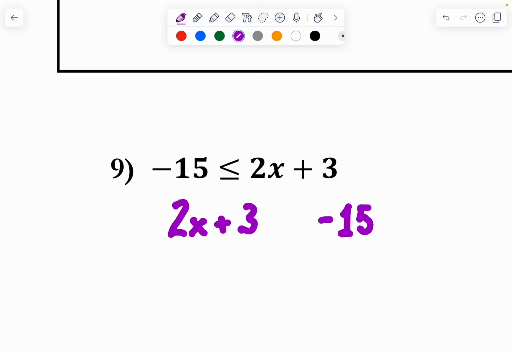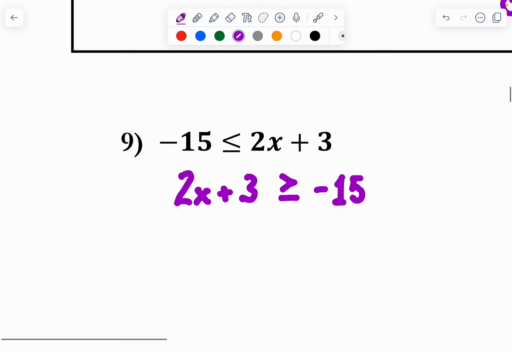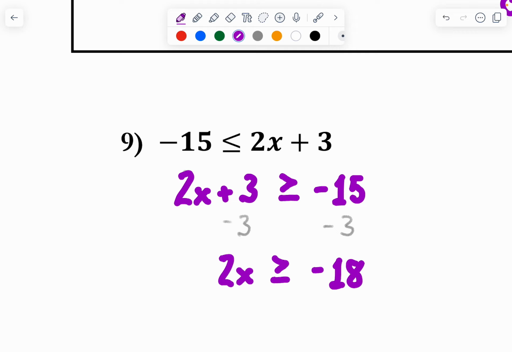Now, here's where you have to be really careful. The way that I look at this is this inequality is pointing at 15, right? I know that says less than, but I just want to think of it as pointing at 15. So when I rewrite this, I want to make sure my inequality is still pointing at negative 15. And now I can do my algebra, subtract 3 from both sides, get x is greater than or equal to negative 18.